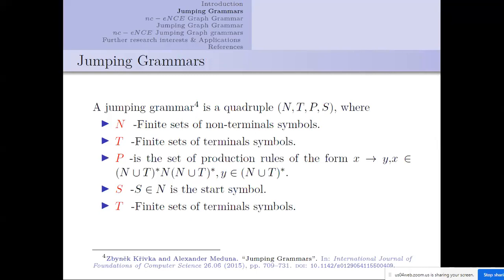So a glimpse of what jumping grammars actually are. Jumping grammars were introduced as part of linguistic analysis done on grammars, or English grammars that we have. So it is of the form N, T, P, S. N is a finite set of non-terminals, T is a finite set of terminals, P is a set of production rules, similar to what we had in our automata theory, and S is the start symbol.